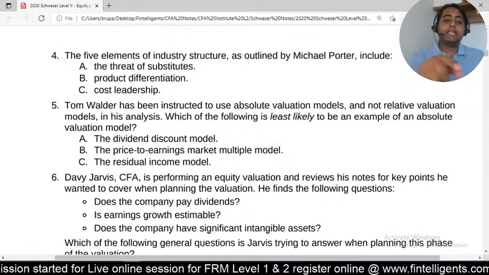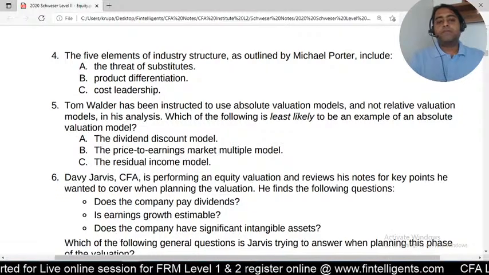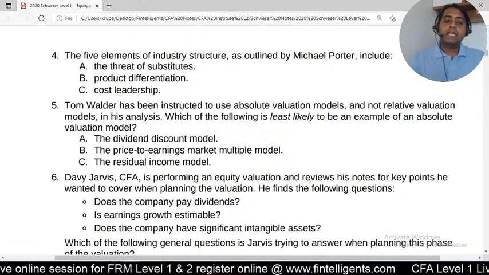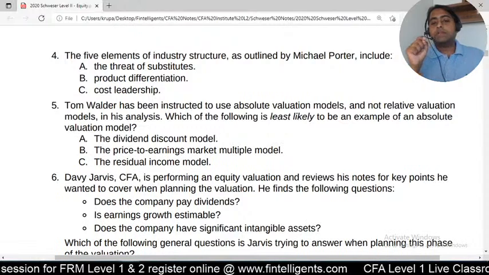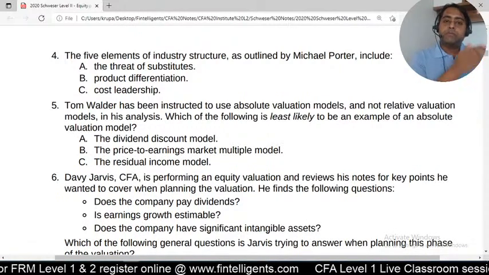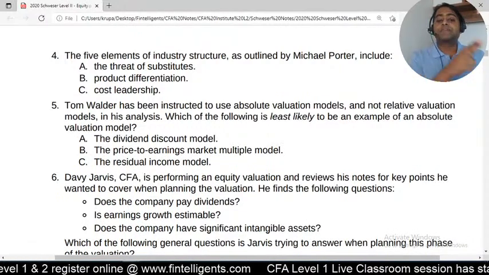Yes. So what is the answer? Answer is A for the fourth question. Right? This product differentiation, cost differentiation is basically the strategy that you are using when you are entering the market. Right? Let us go towards the fifth question.